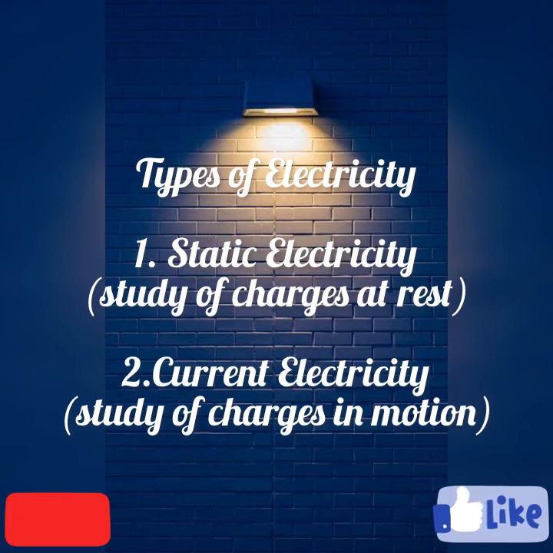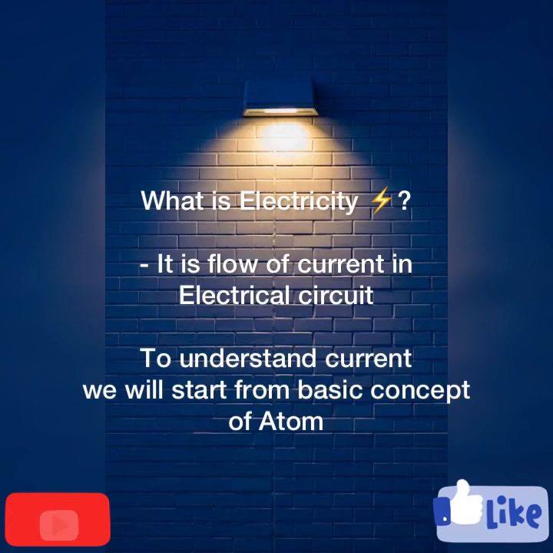Now we are going to see the charges in motion, that is nothing but current electricity. In this whole chapter we are dealing with the charges which are in motion. So understand the difference between charges at rest and charges in motion. Current electricity totally depends on charges in motion. Now we are going to see what is electricity. Electricity is basically nothing but the flow of current. So we have to understand the concept of current.